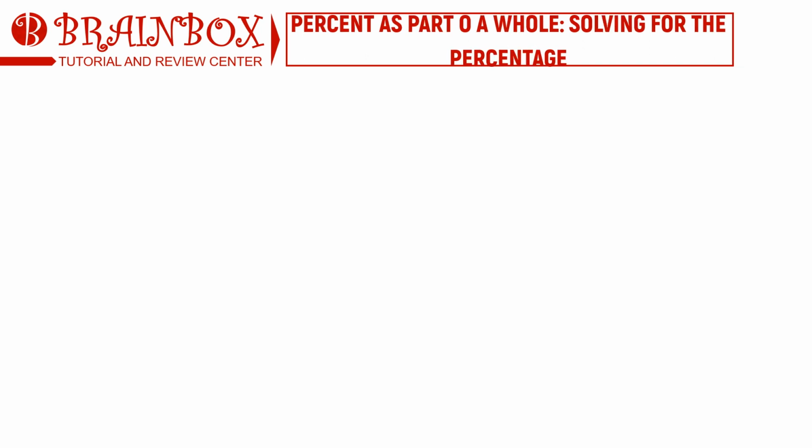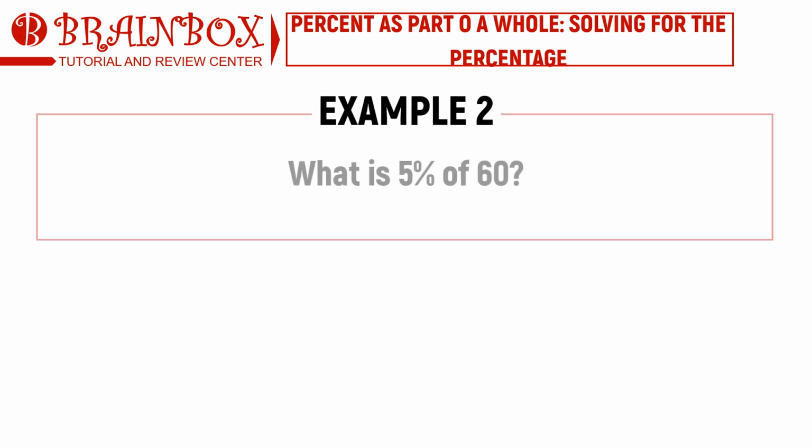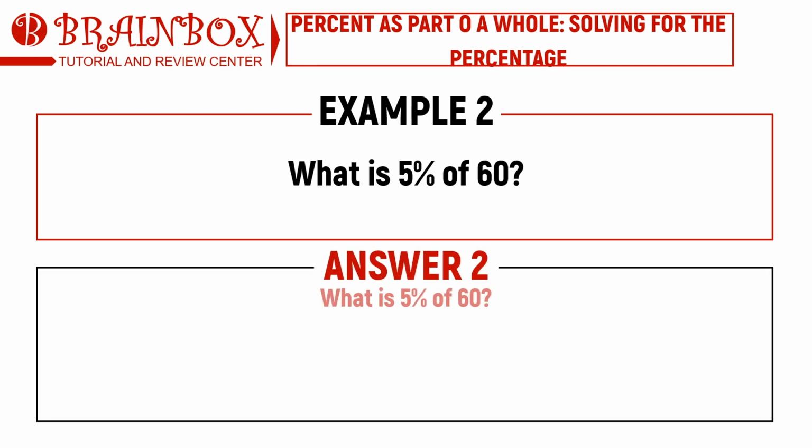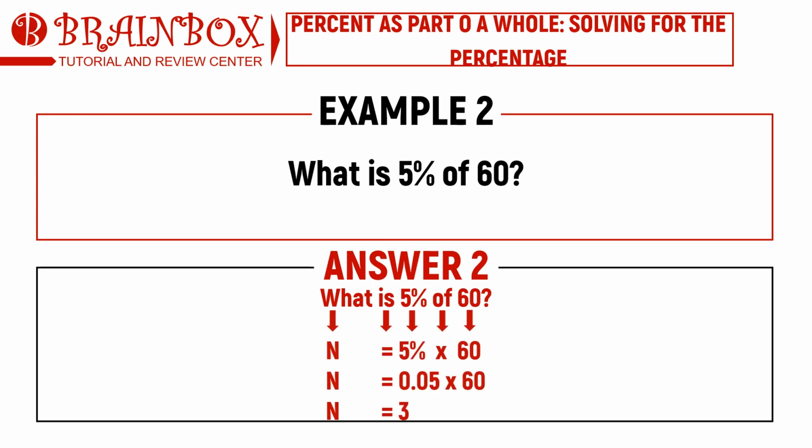We move on to another example. What is 5% of 60? Following the previous example, we need to first convert this to a mathematical equation. Here, what is our unknown n, is, translates to an equal sign, 5% is our rate, of, implies multiplication, and lastly, 60 is our whole. With this, we get the mathematical equation, n equals 5% times 60.